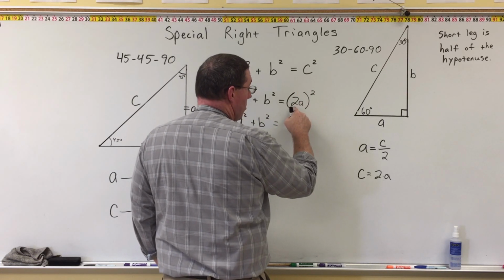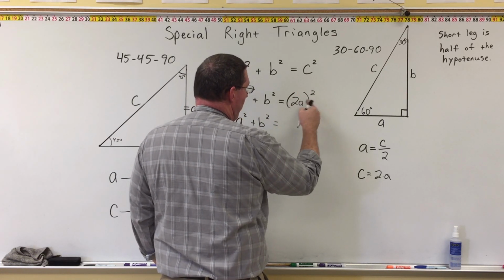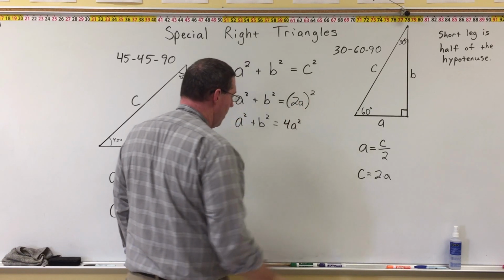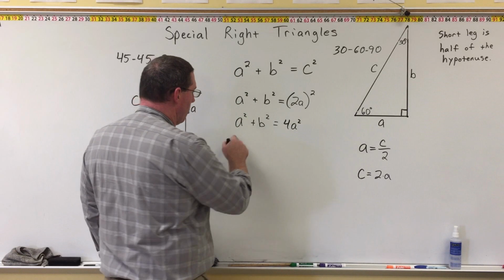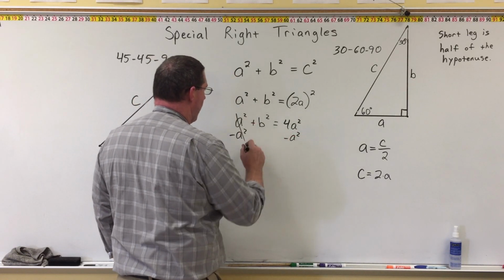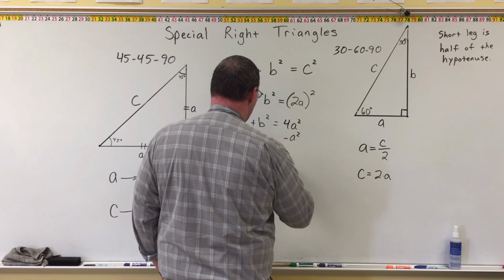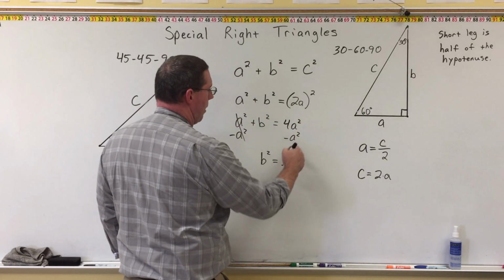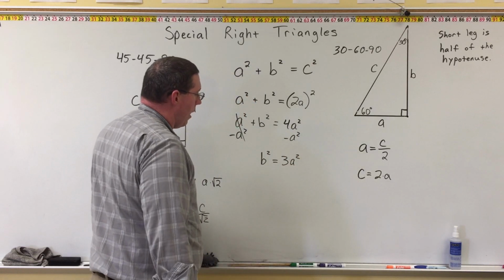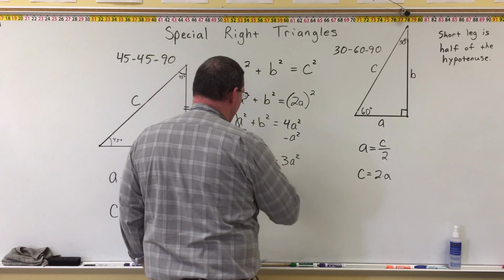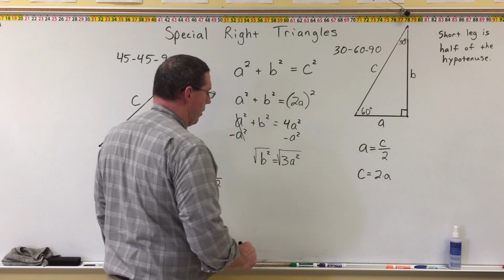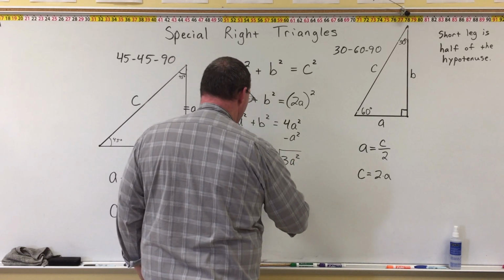To square this, we have to square the 2 and square the A. So 2 squared is 4, and A squared is just A squared. And now we're going to just use algebra. We're going to subtract A squared over here and subtract A squared over here. It's going to cancel A squared, and B squared is now equal to 4A squared minus A squared, which is 3A squared, right? And now all we have to do is take the square root of B squared and the square root of 3A squared. Well, the square root of B squared is B.